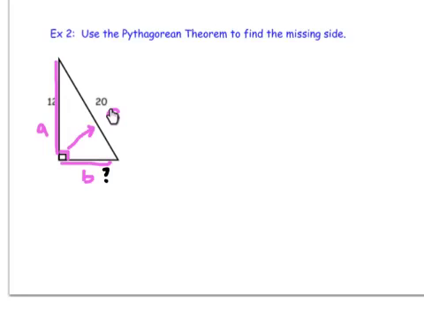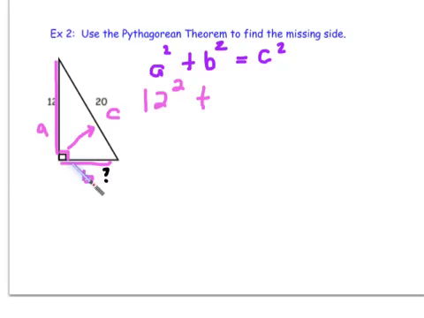Okay, so I can go ahead and write out my formula. A squared plus B squared equals C squared. So wherever I see my A, my B, or my C, I'm going to put in the number. Do I have my A? I do. It is 12. So I'm going to do 12 squared plus B squared, because I don't know B. Equals, do I know my C? I sure do.